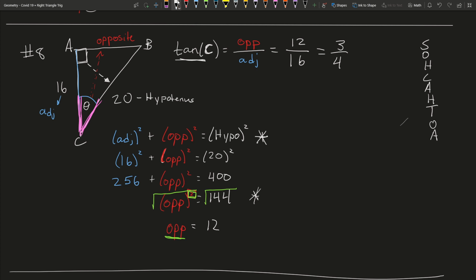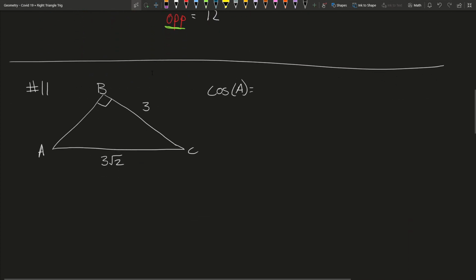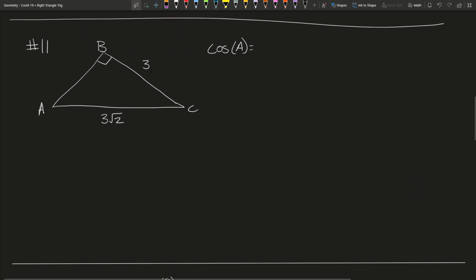Okay, let's move on to the next example. So 11, this is on the same worksheet. This is number 11 on that second worksheet. It's asking you to find the cosine of A given this diagram. All right, the first thing we need to do is to determine what sides we're actually talking about and what sides are what. So the first thing, we should just get the hypotenuse. And the hypotenuse is always opposite the right angle, which is 3 root 2.